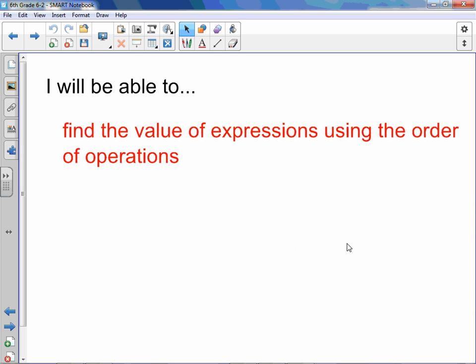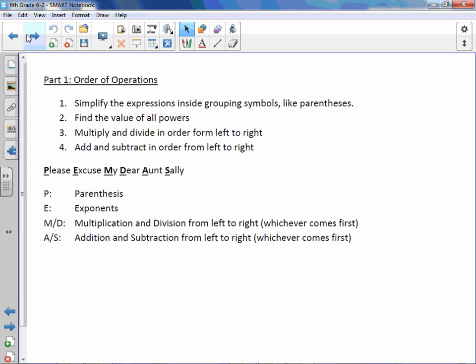Chapter 6, Lesson 2, Numerical Expressions. You will be able to find the value of expressions using the order of operations. Order of operations. Number 1, simplify the expressions inside grouping symbols, like parentheses.